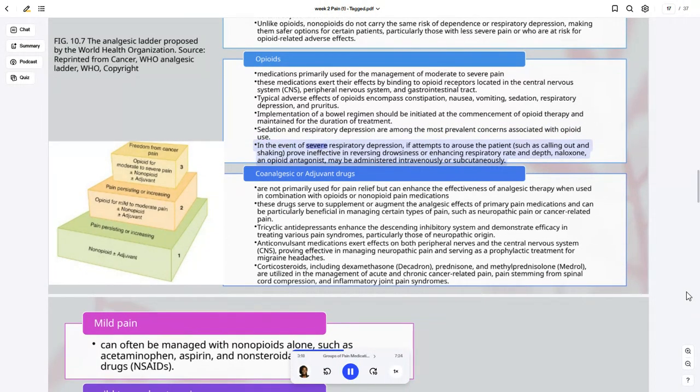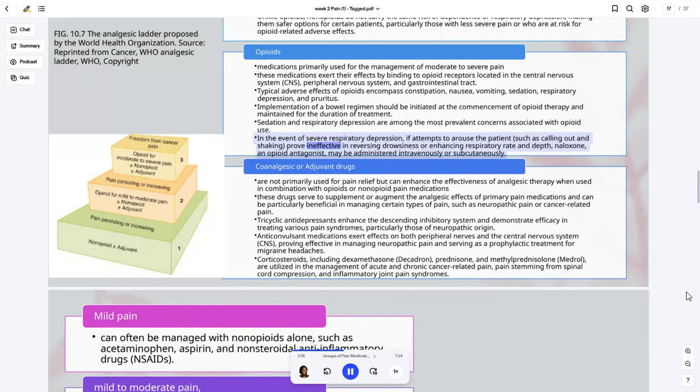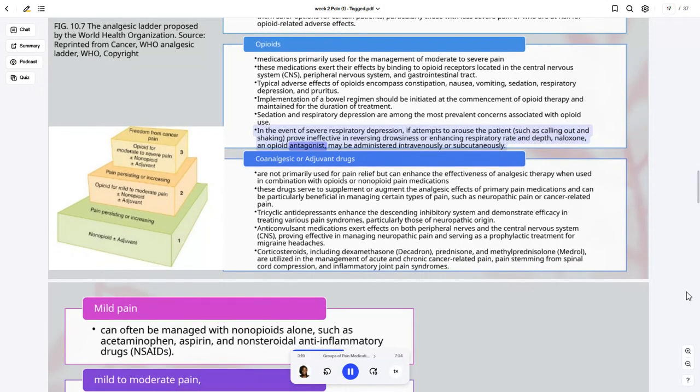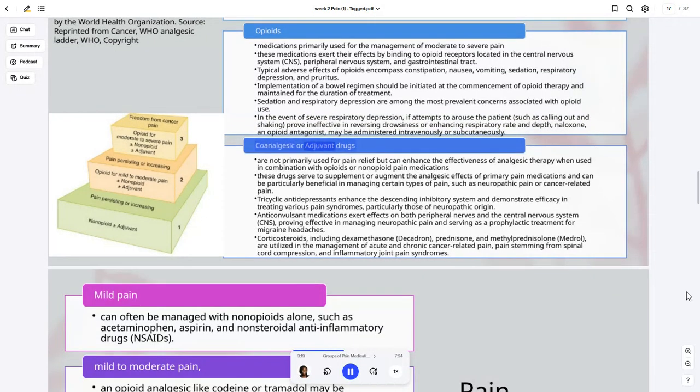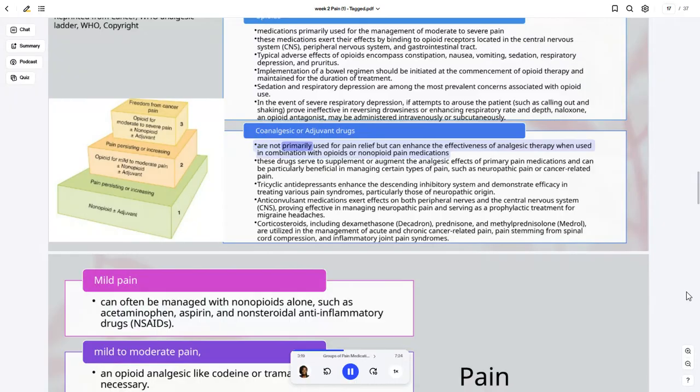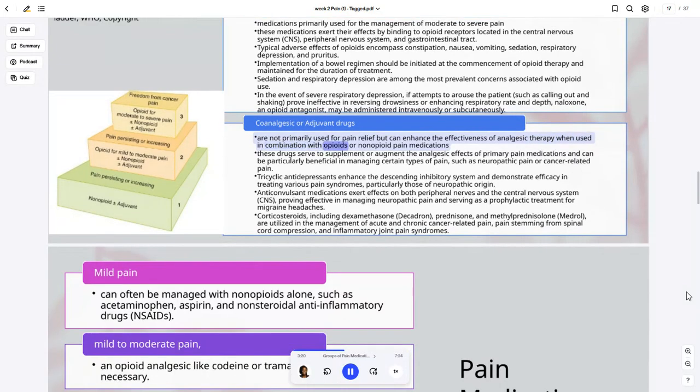In the event of severe respiratory depression, if attempts to arouse the patient, such as calling out and shaking, prove ineffective in reversing drowsiness or enhancing respiratory rate and depth, naloxone, an opioid antagonist, may be administered intravenously or subcutaneously. Coanalgesic or adjuvant drugs are not primarily used for pain relief but can enhance the effectiveness of analgesic therapy when used in combination with opioids or non-opioid pain medications.